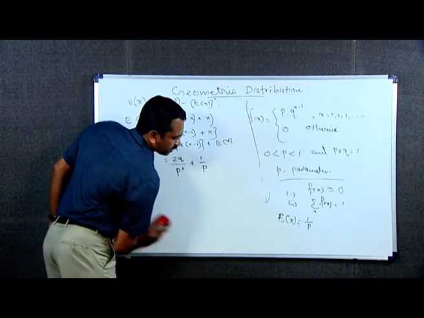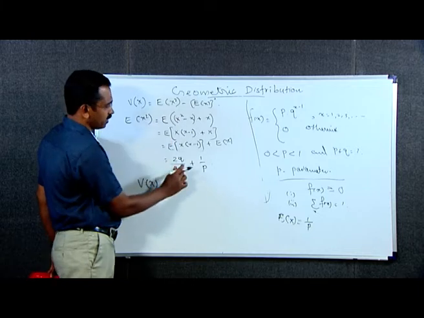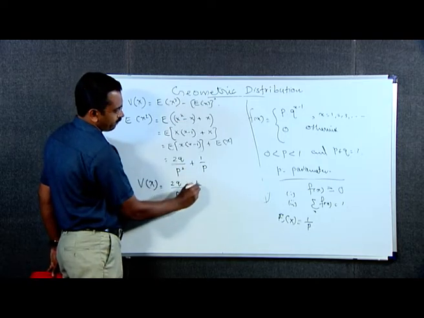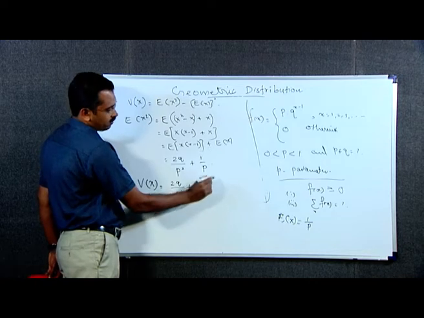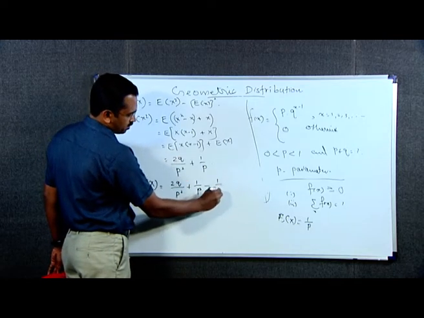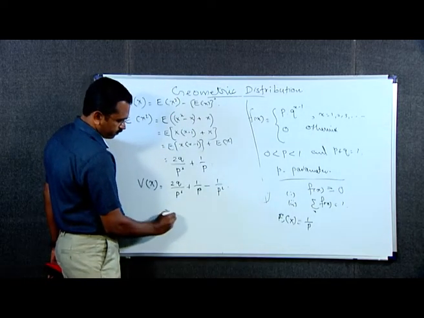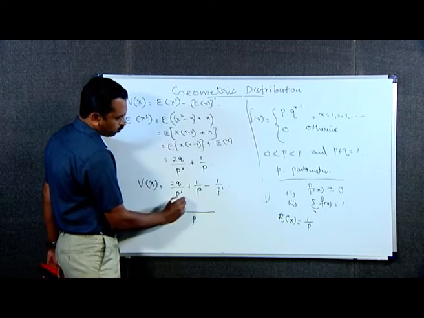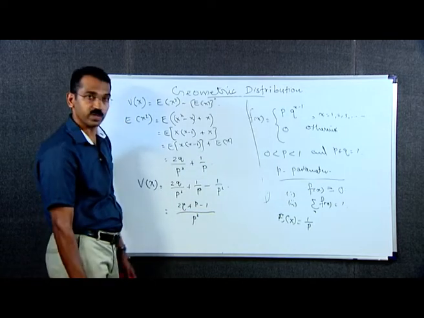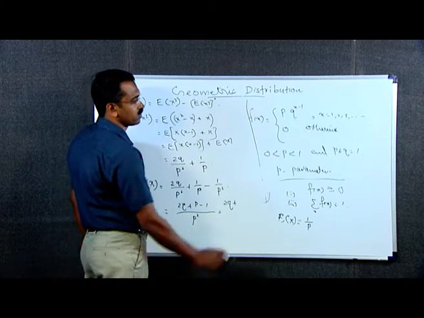We get variance of x, V of x, is equal to E of x square, which is 2q by p square plus 1 by p, minus E of x the whole square, that is 1 by p the whole square, means 1 by p square, which is equal to 2q plus p minus 1 divided by p square, all divided by p square. That is equal to 2q plus p minus 1 is minus q.